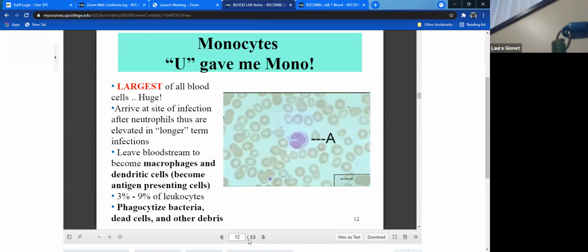They arrive at an infection site after the neutrophils. So the neutrophils will elevate first and rapidly in a bacterial infection. Monocytes will follow up a few days later, and they'll start to elevate above their normal percentage rates. They leave the bloodstream and become macrophages and dendritic cells, in the skin, if we find them there. And they can act as what's called an antigen presenting cell. And we'll talk about that when we get to the immune system.